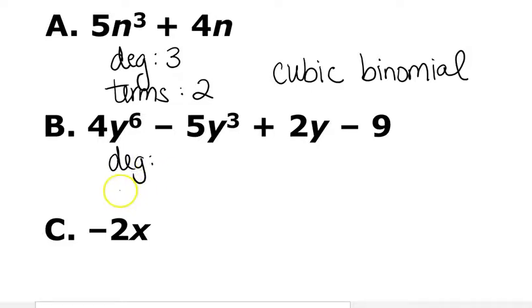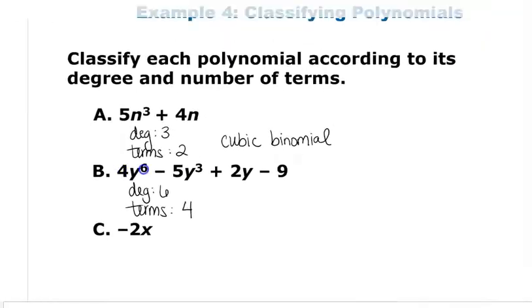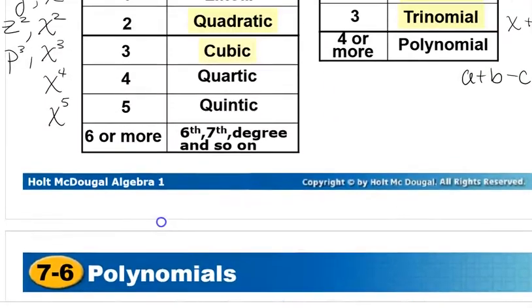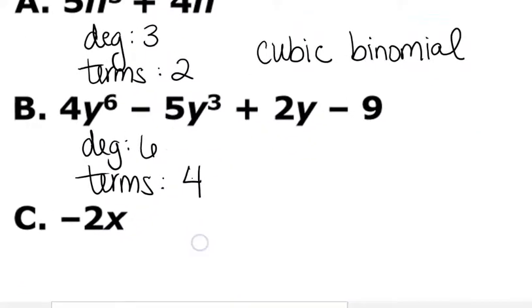So figure out what the degree of the entire polynomial is for this one. It would be 6. Now how many terms are there? 1, 2, 3, 4. There are 4 terms. So let's start with our degree. A 6, ooh, that's a hard one, isn't it? Let's go back. 6 or more, we write 6th. Okay? So we can write 6th, and there's 4, so we can write polynomial.